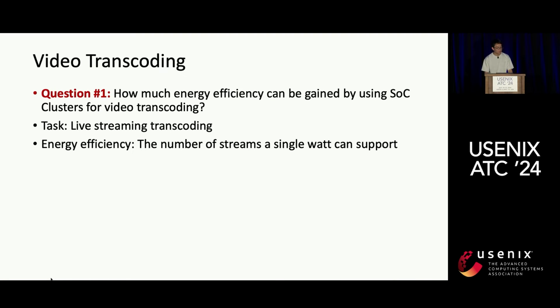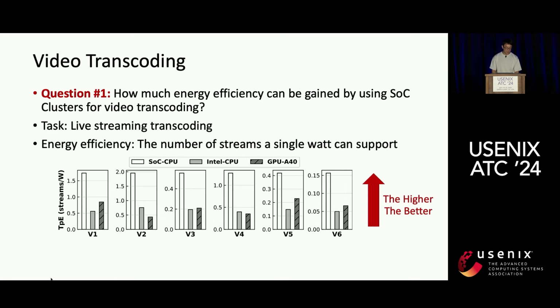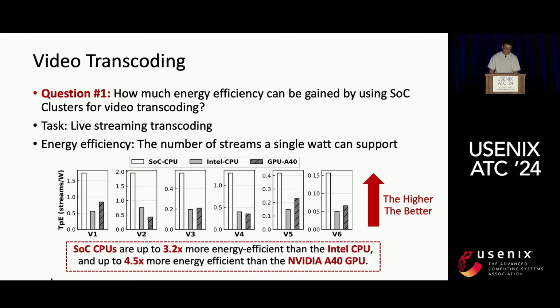So in the video transcoding benchmark, we first want to answer the question: how much energy efficiency can be gained by using SoC clusters for video transcoding? First, we select the live streaming transcoding task and use the number of streams a single watt can support to represent the energy efficiency. The result is shown in the figure, and we can conclude that the SoC CPUs are up to 3.2 times more energy efficient than the Intel CPU, and up to 4.5 times more energy efficient than the NVIDIA A40 GPU.